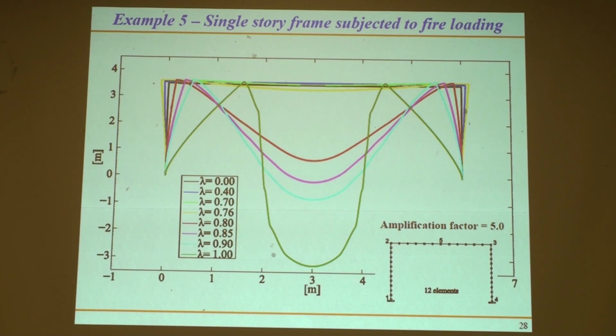And here I have the results where you see they're amplified by 5. So this doesn't actually go all the way down, but it's pretty large displacements. And the results for different lambdas, so different pseudo time, pseudo load that we're using to define the temperature. So the temperature in the beams and the columns are increasing with the same constant lambda.